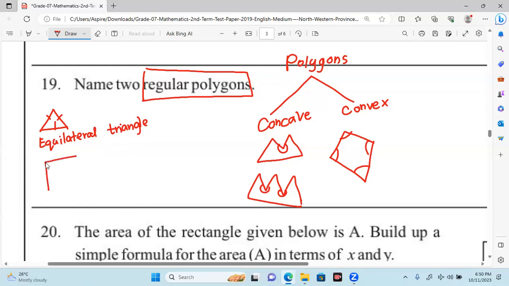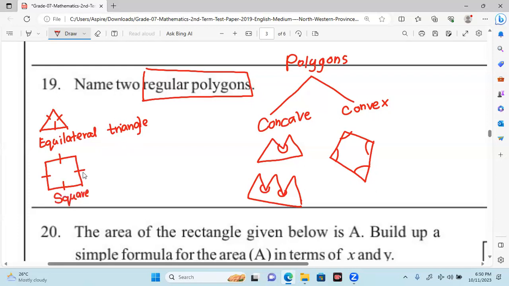If we consider a square, it is called the regular quadrilateral. But since it has a special name, we call it a square.